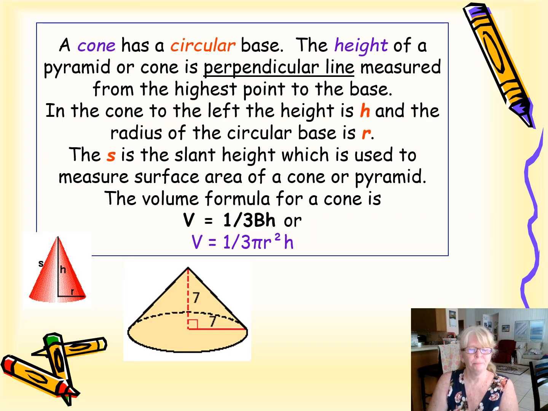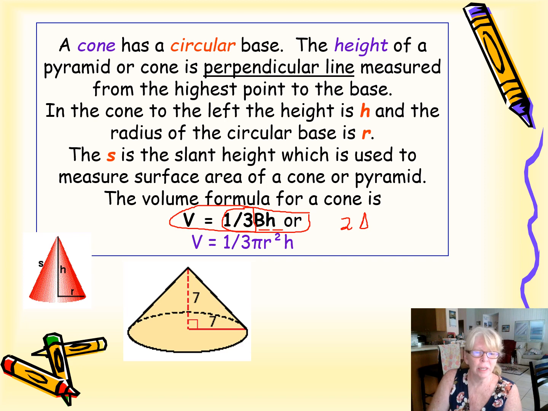So here we are. This, I want to explain. This is the formula. Just trust me for right now. I'll explain the 1/3 in just a little bit and you'll understand. It's still pi r squared times h, but instead of like the triangle, where you divided by 2, this time you divide by 3.